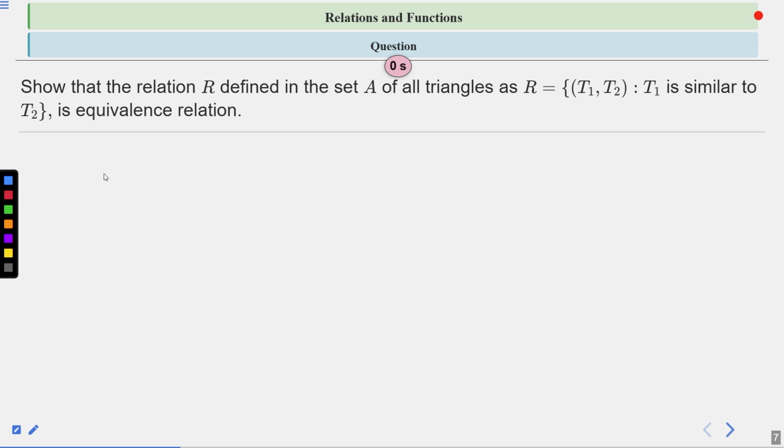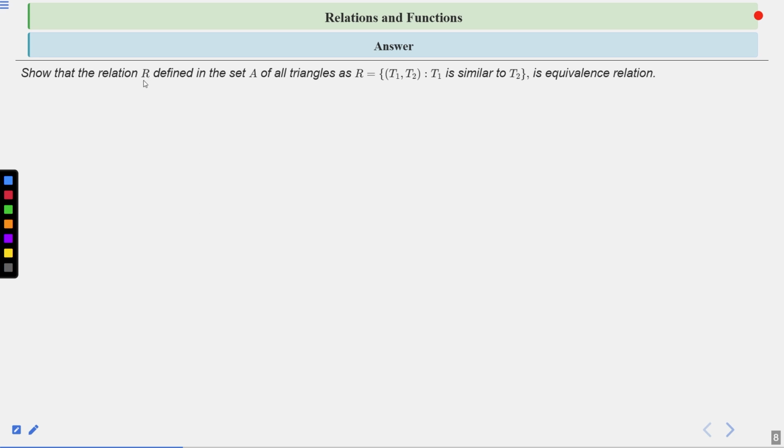The time is up. So we need to show that the given R is an equivalence relation. Solution. In order to show equivalence relation, we need to fulfill three conditions, or three relation types: reflexive, symmetric, transitive. For the first, any triangle is similar to itself, so fulfilling the condition of reflexivity. Therefore, if you pick any triangle T, it must be similar to itself. So (T, T) belongs to R for every T belongs to the set A.